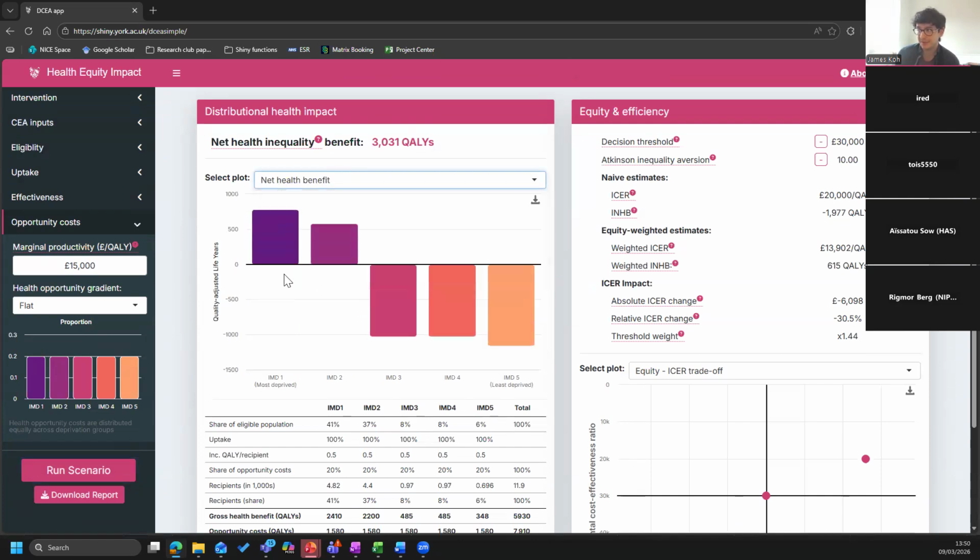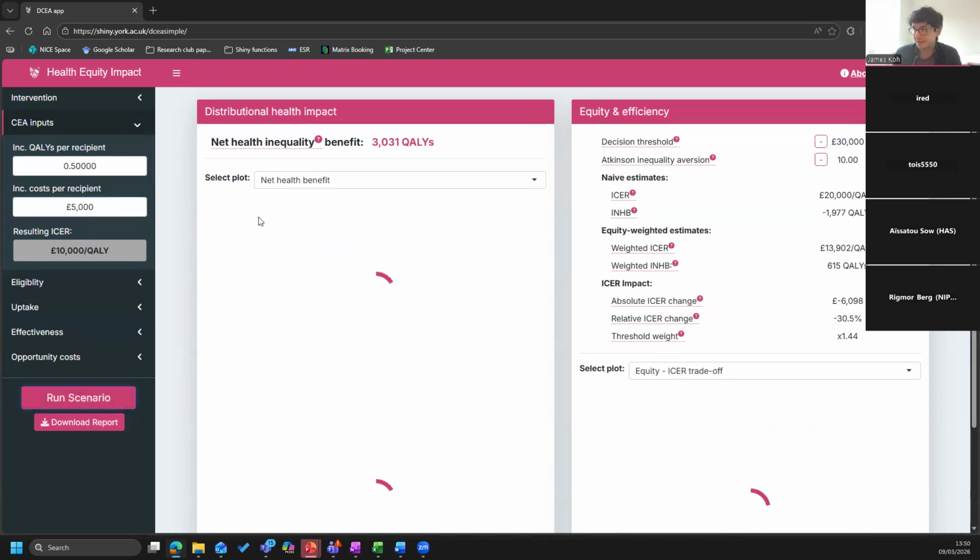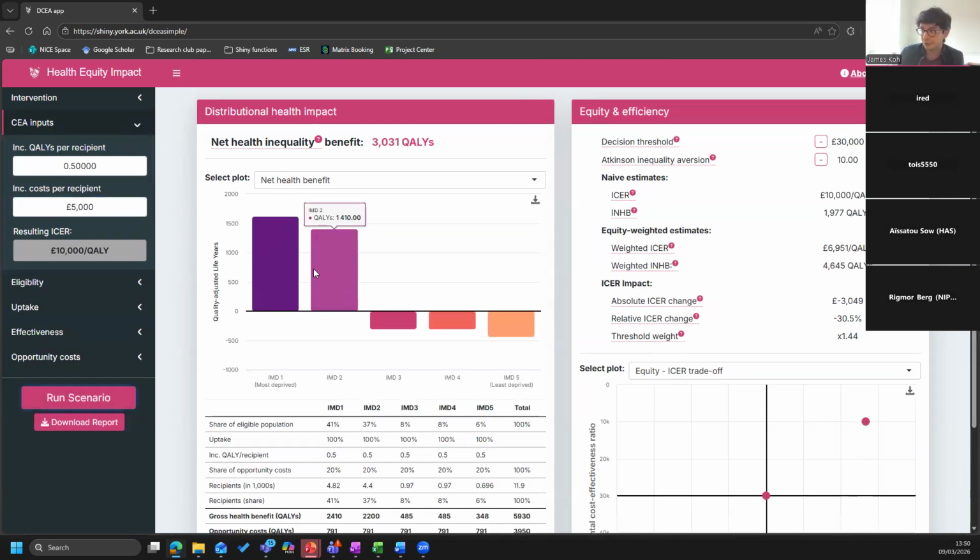This is the one that we were most interested in, which is net health benefit. Here you can see that you have an actual negative net health benefit across the whole group. That is because you have a threshold of £15,000 per QALY, but the intervention has an ICER of £20,000 per QALY. The ICER is above the threshold, so that suggests the intervention is not cost effective. But that can change. If we were to put the cost down to 5,000 and rerun the scenario, you'd have overall a positive net health benefit across all of the groups.